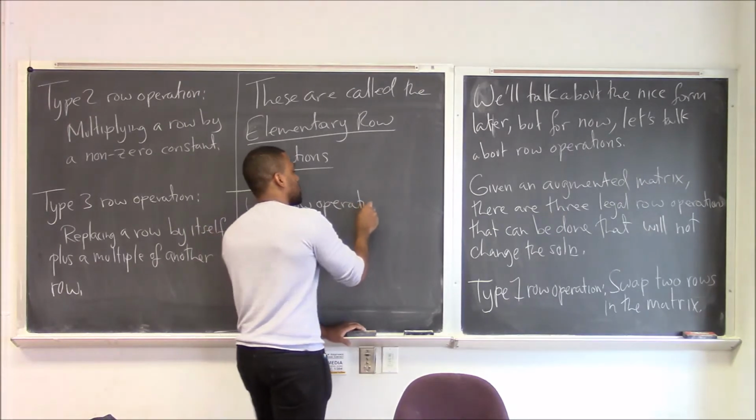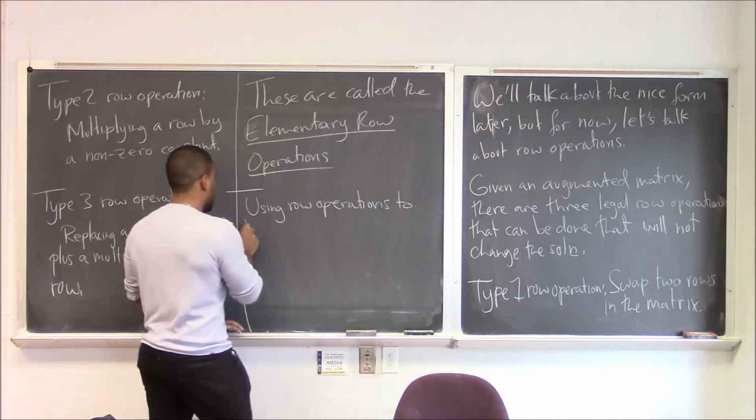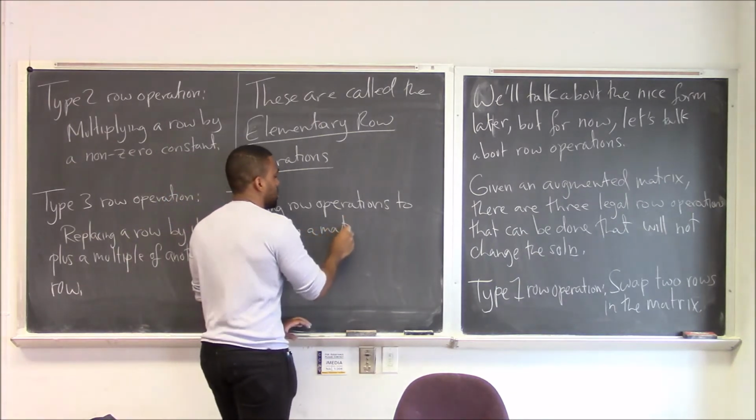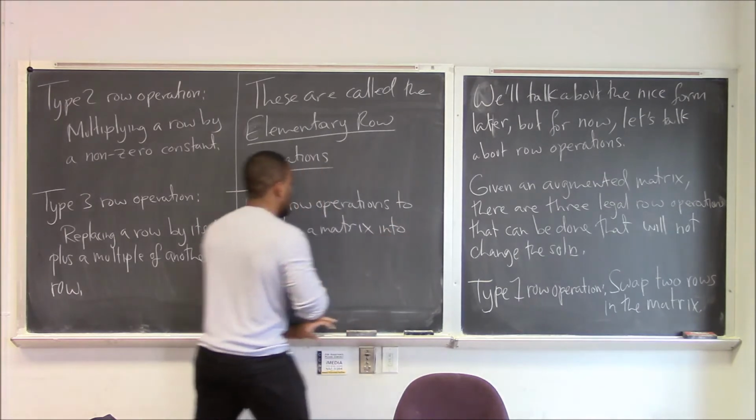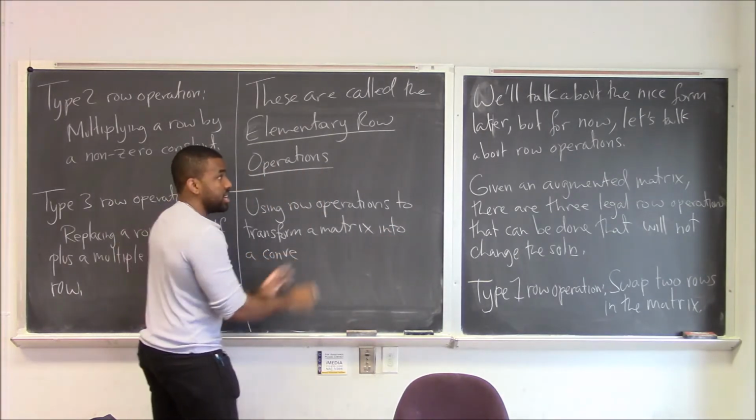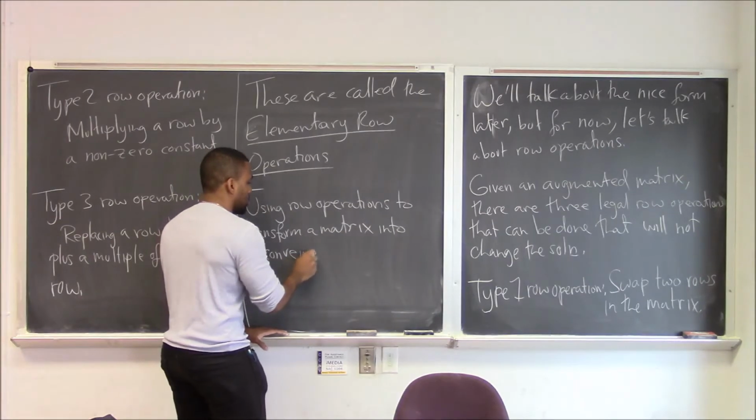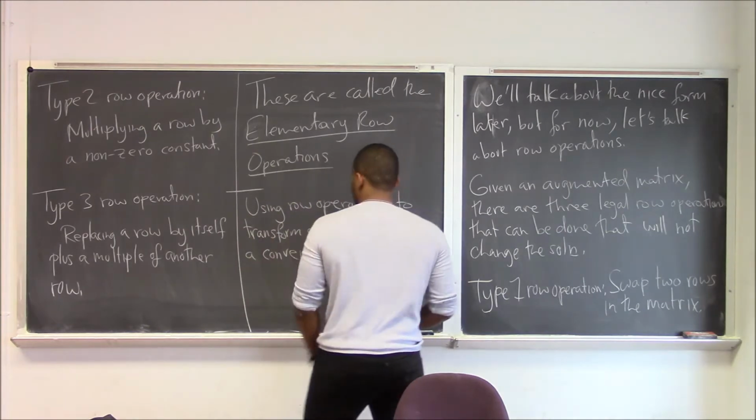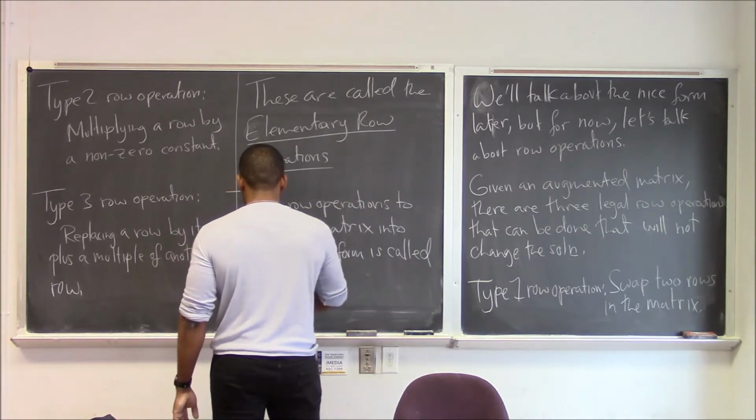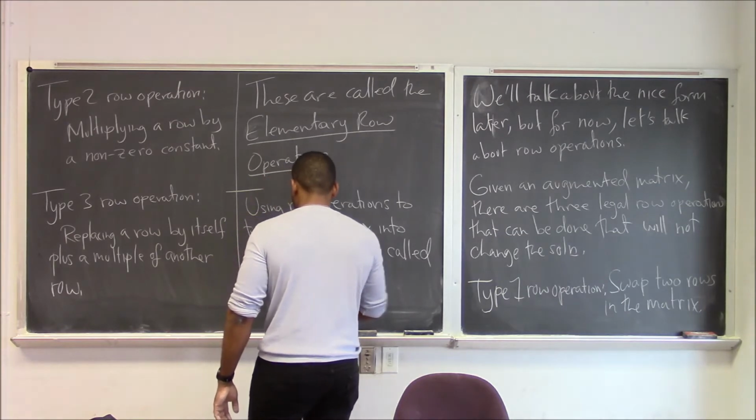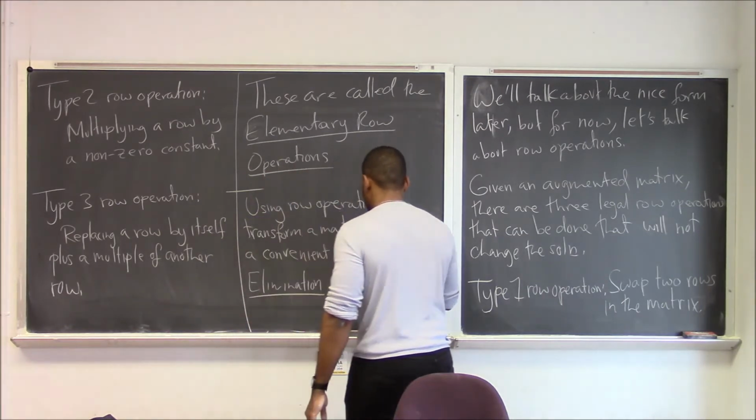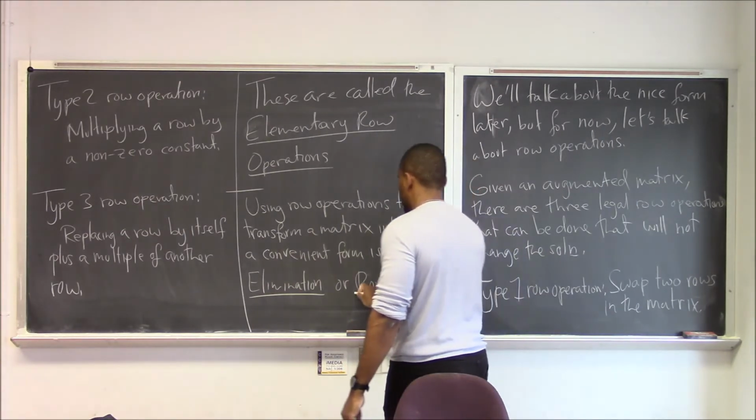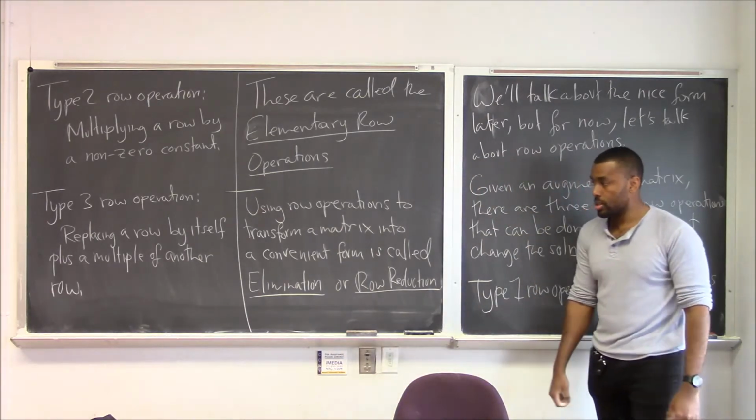Using row operations to transform a matrix into a convenient form, i.e. the kind of form where I could see the answers, is called elimination, or row reduction. That's the name of the process.